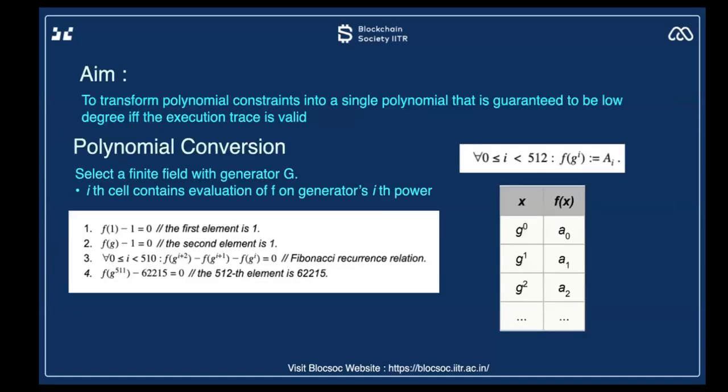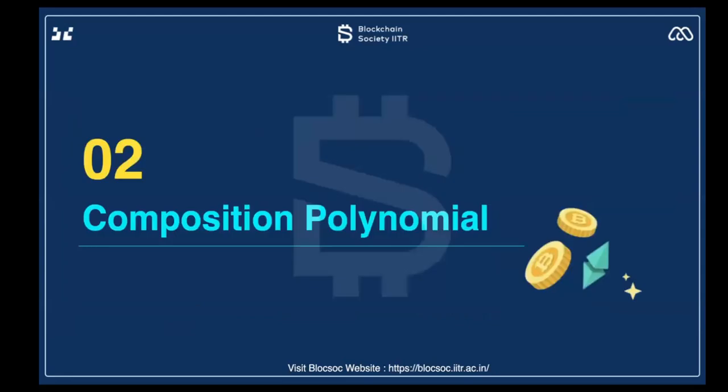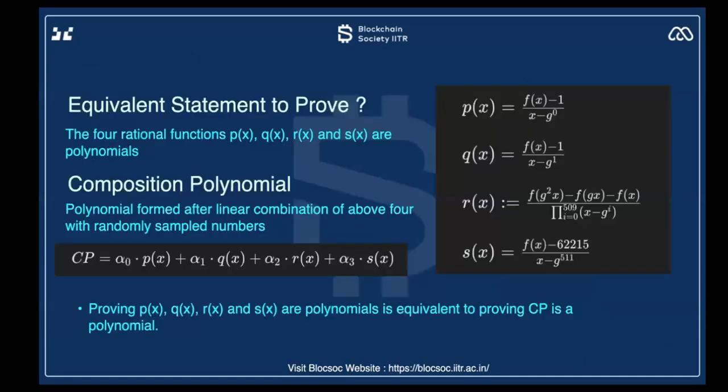So finally we have a polynomial f(x) and some constraints that the polynomial should satisfy. Now let's define some set of functions p(x), q(x), r(x) and s(x). Their value and their expression are written here. Now, if the prover has truly evaluated the Fibonacci number till 511, then all the constraints should be true for the execution trace.